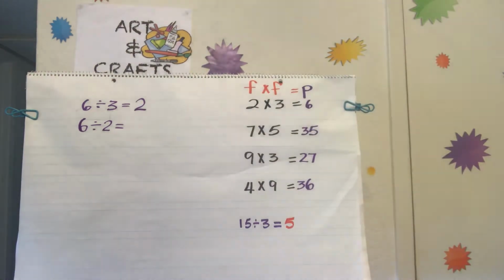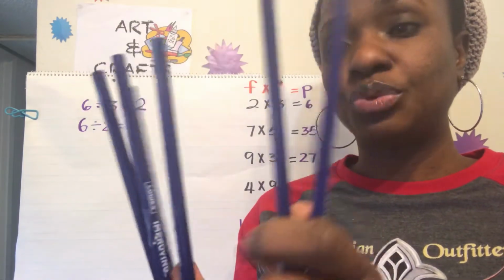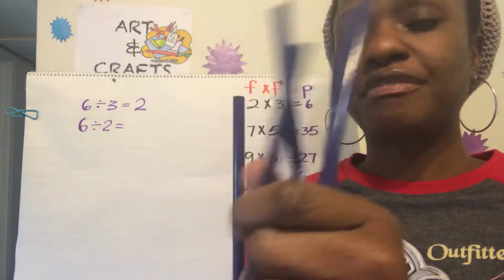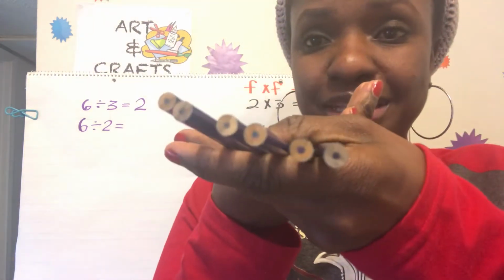Guys, I wish I had a rubber band. Going back to my 6 pencils. 1, let's verify. 2, 3, 4, 5, 6. I'm going to let you count for yourselves. See, I have 6 pencils here.